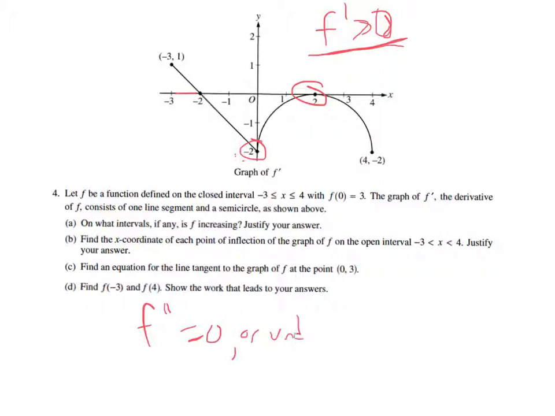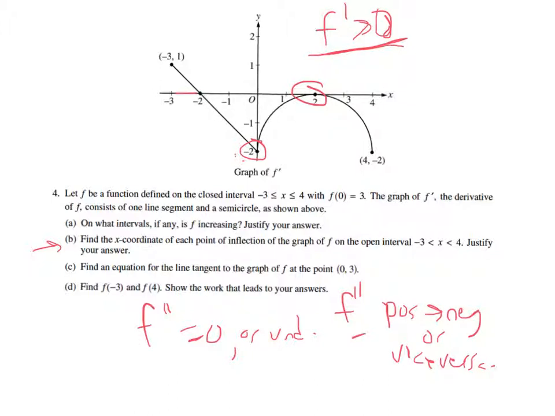The key thing for a point of inflection is that there has to be a change in concavity of the original graph. And if there's a change in concavity, then f double prime switches from positive to negative, or vice versa. So you have to talk about f double prime switching.